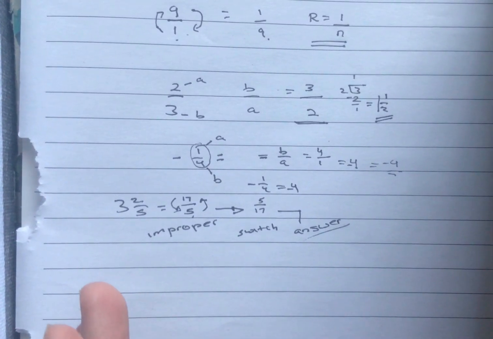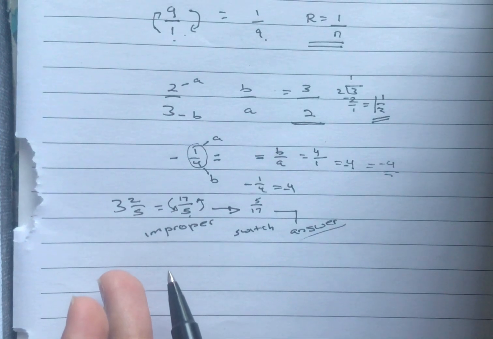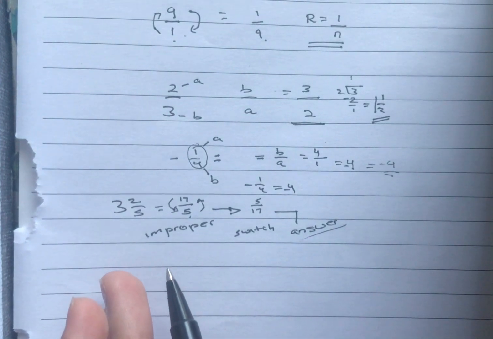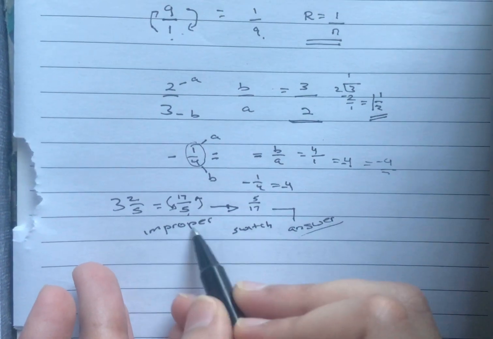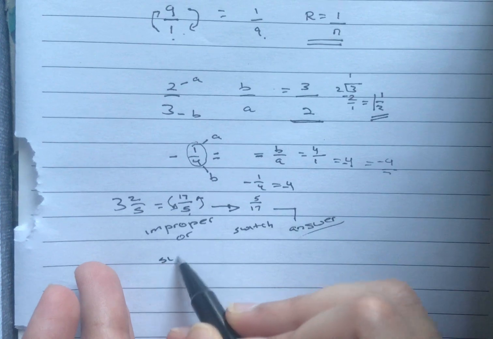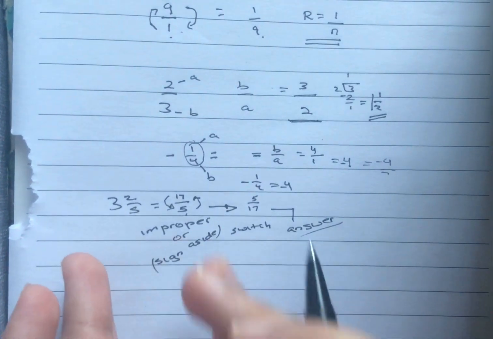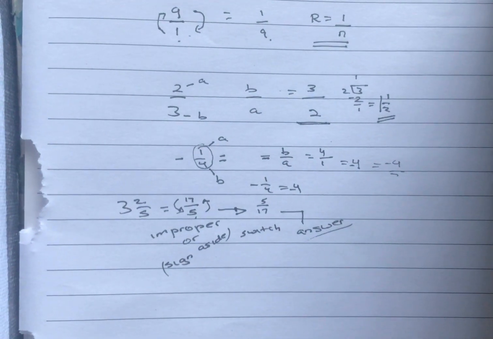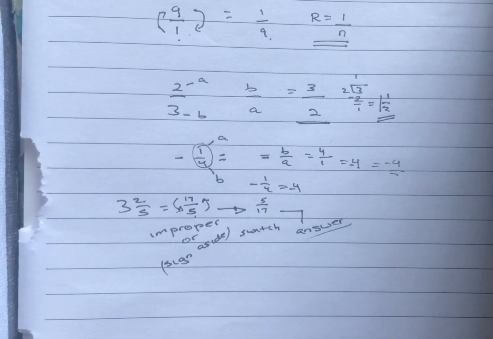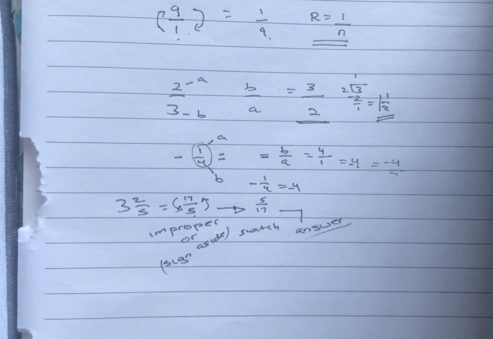So sometimes it may not be improper, and sometimes you just have to look at the sign. So it's either improper or keep the sign aside, either one of them or both together. Let's look at another example that includes both of them, so you know a lot of concepts in one go.